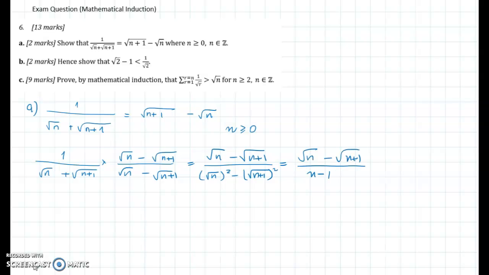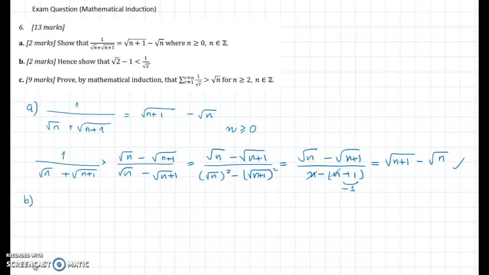n minus n plus 1. So the n's are going to cancel, and we are going to have a negative 1, which implies that we can just change the sign of the numerator and write the square root of n plus 1 minus the square root of n, which was what we wanted to prove.